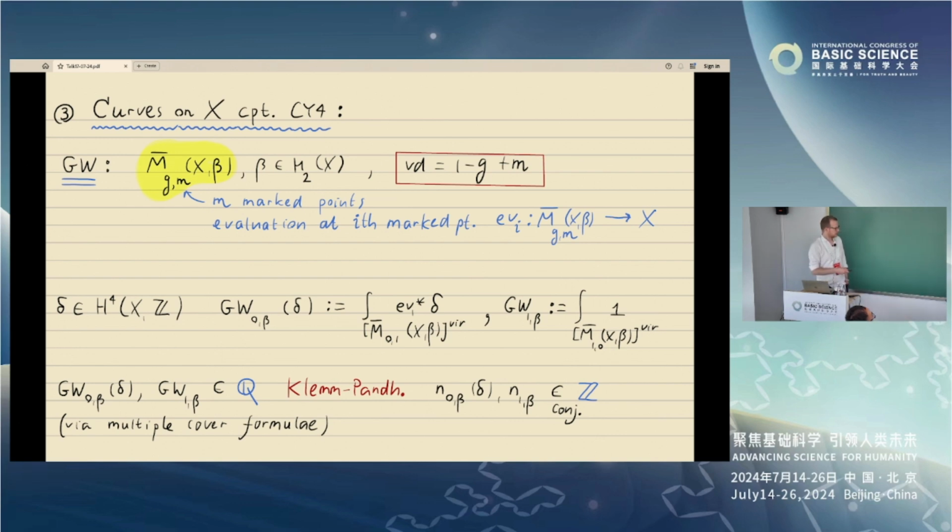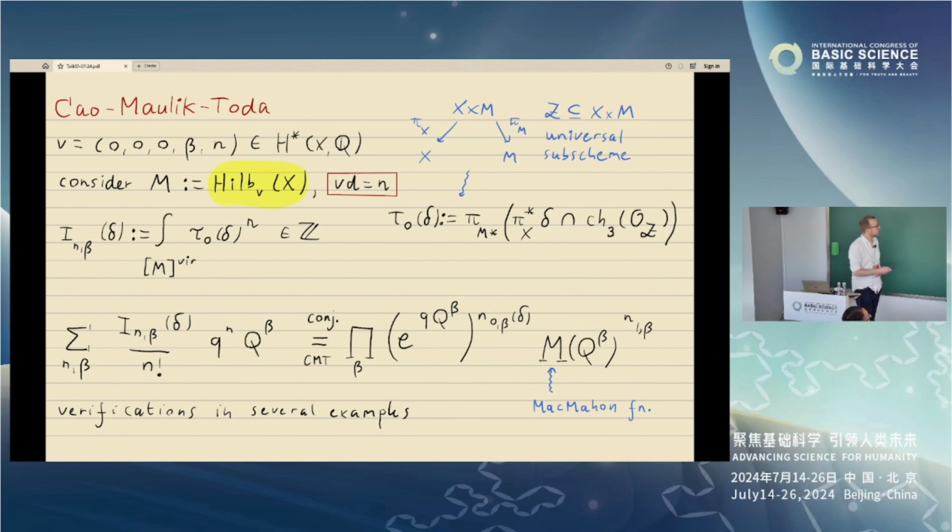So we fix δ, a class in H^4 with integer coefficients. Then in genus 0, we put one marked point, pull back δ along evaluation, and integrate over the virtual class. This gives a Gromov-Witten invariant GW_{0,β}(δ). In the case of genus 1, we put no marked points, then the virtual dimension is 0, and we simply take the degree of the virtual class. So these are rational numbers which were studied by Klemm and Pandharipande, and they propose certain multiple cover formulae which turn these into integers conjecturally, called n_{0,β}(δ) and n_{1,β}.